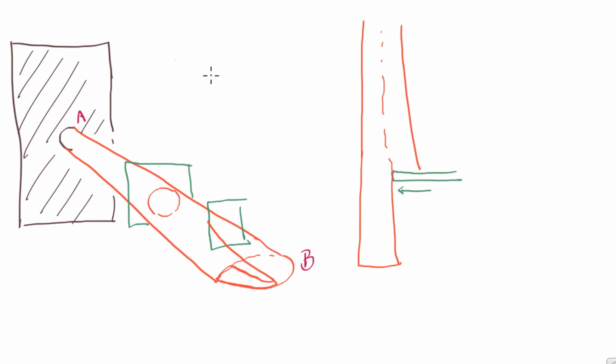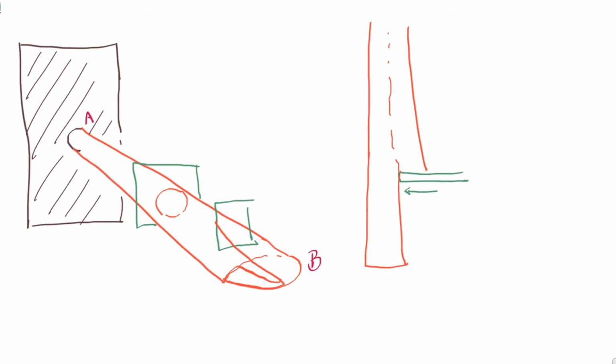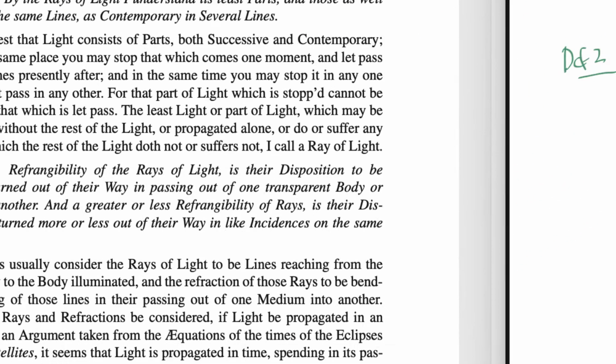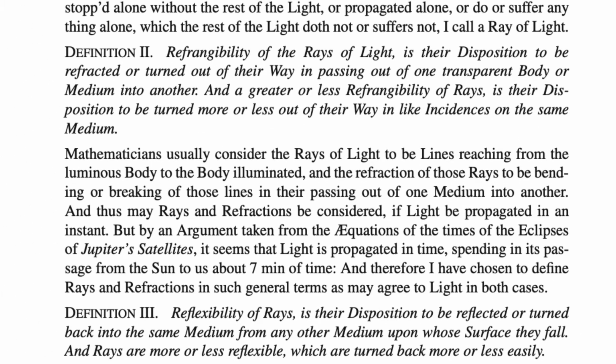What about his second definition? So this had been definition 1. What about his second definition? What is he saying here? He's saying refrangibility of the rays of light is their disposition to be refracted or turned out of their way in passing out of one transparent body or medium into another. And a greater or less refrangibility of rays is their disposition to be turned more or less out of their way in like incidences on the same medium.